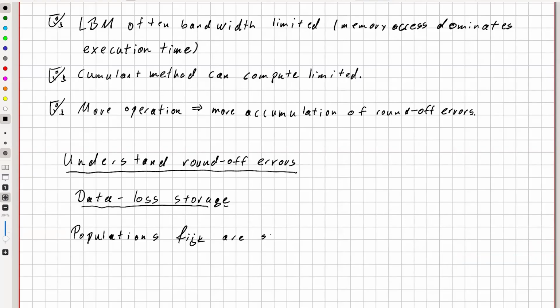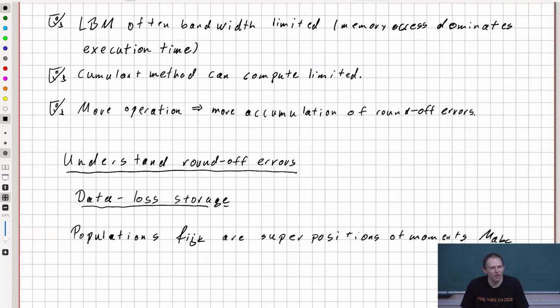So they are superpositions of moments, M_abc. So they are also a combination of cumulants, but I'm now using these raw moments to indicate that they are actually simple superpositions, so simple sums of them. For cumulants, it would be a more complicated function, but here each population is a weighted sum over all the moments, right?